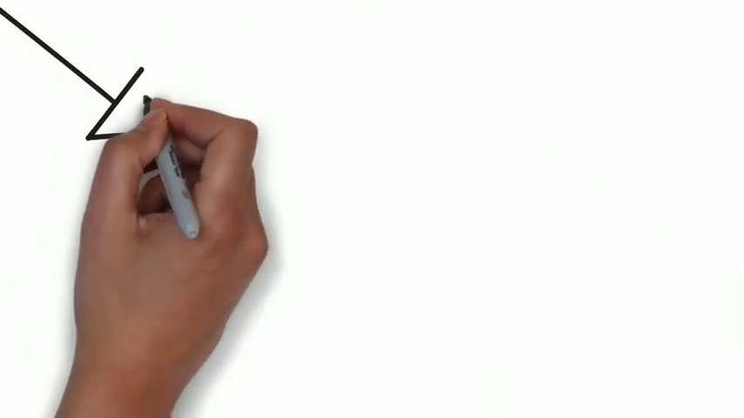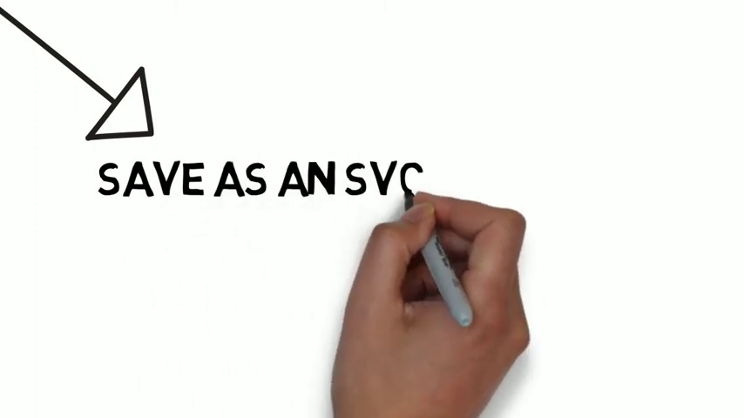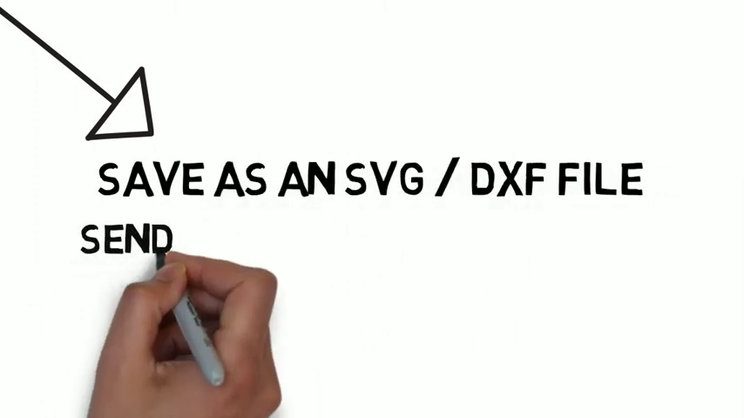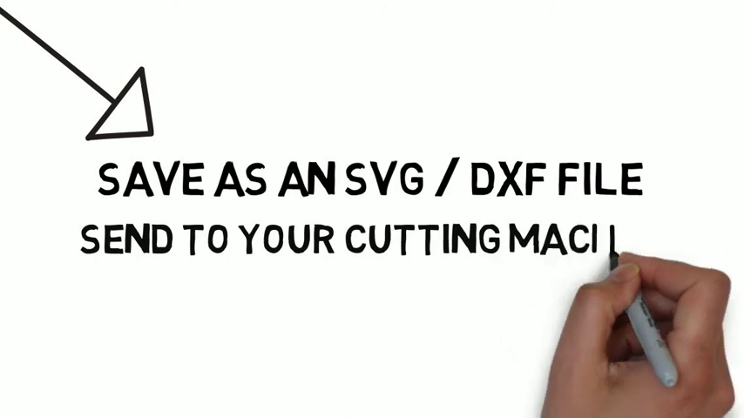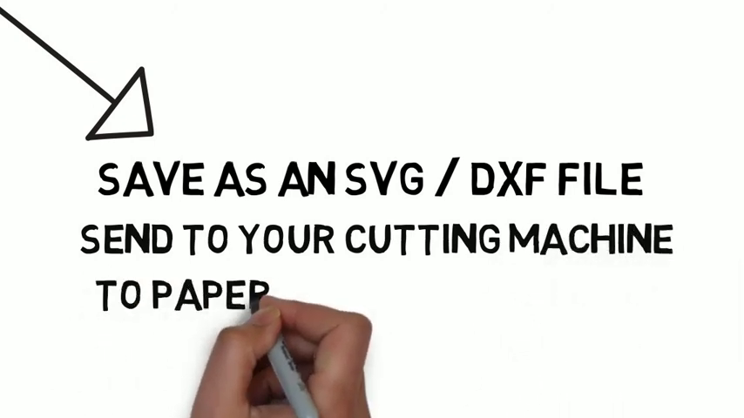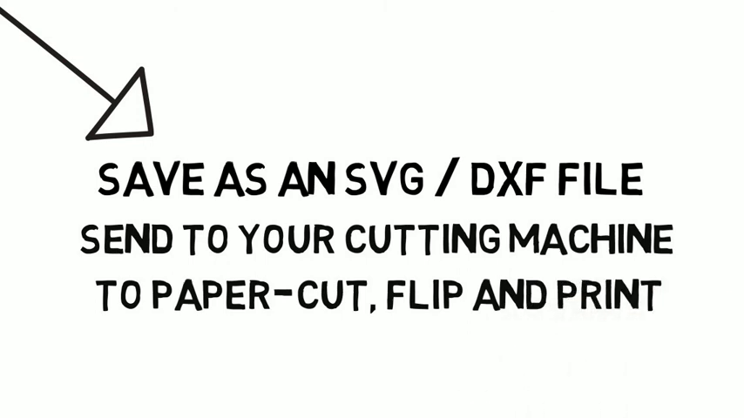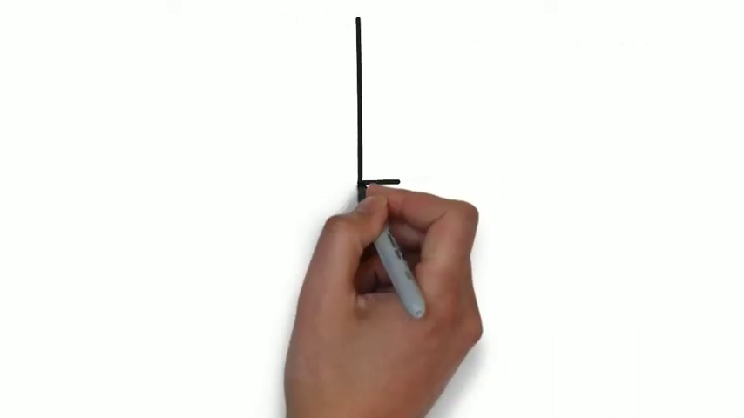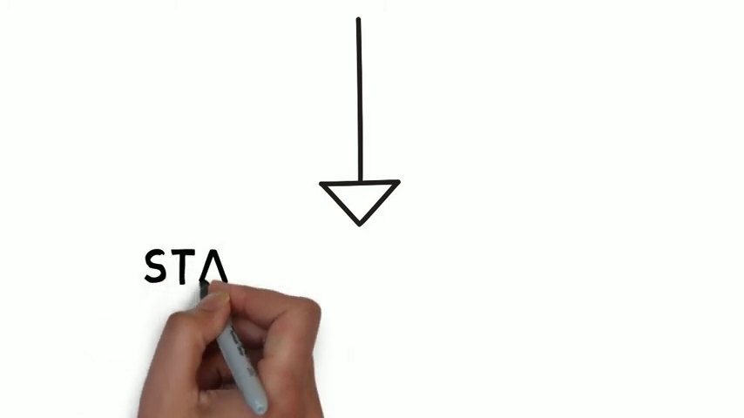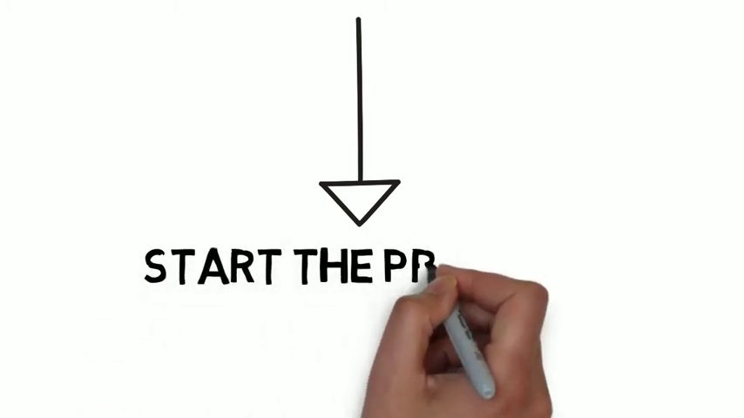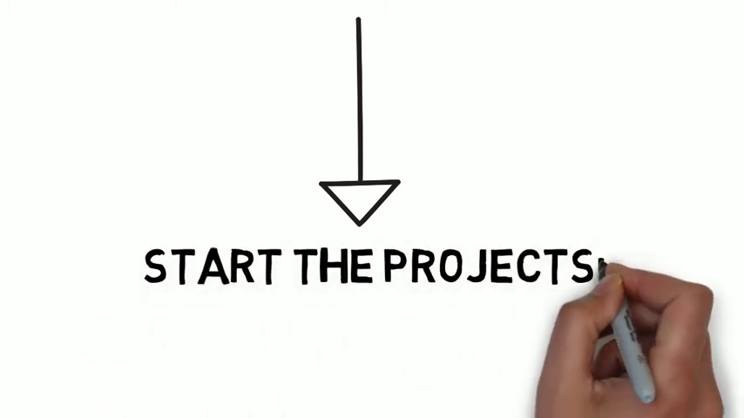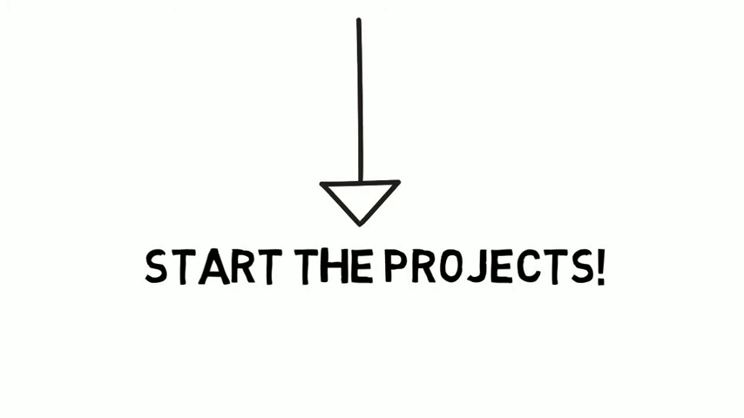Once you are happy with your design, save it as an SVG or DXF file and send it directly to your cutting machine. If you are planning to cut it out by hand, then simply flip it over and print. And remember to check out our projects to see how to actually apply these design principles and how to create your very own beautiful papercut designs.